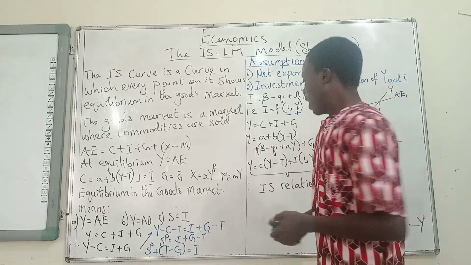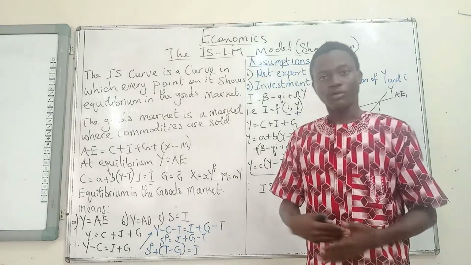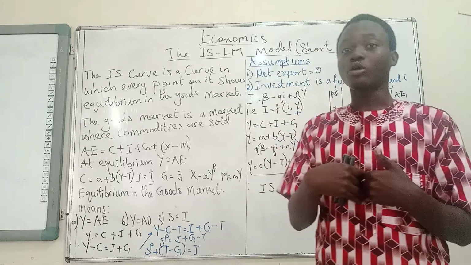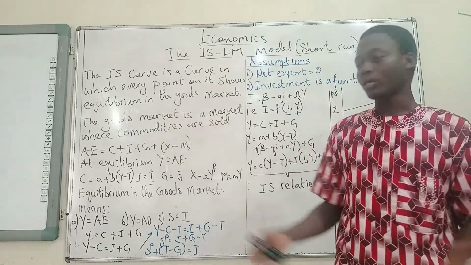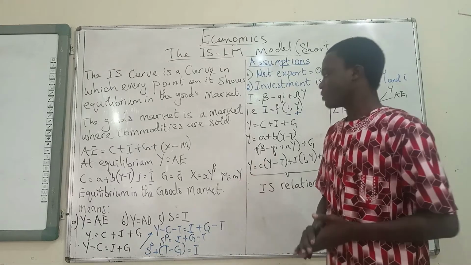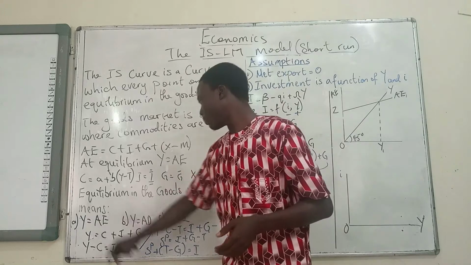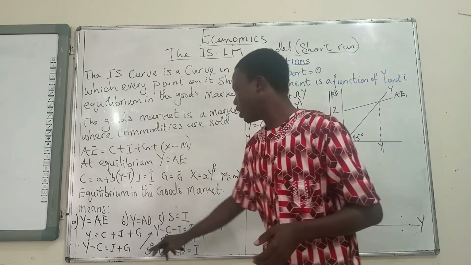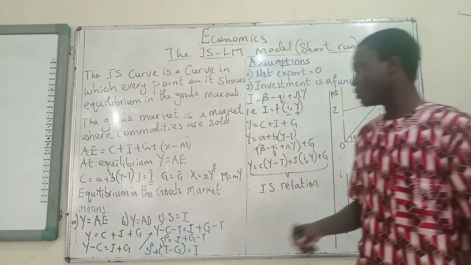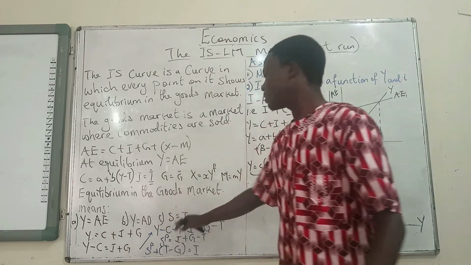So M, which is import, is a function of your own income, your country's income. Of course, whatever you're going to import into your country depends on exchange rates and depends on the income that individuals, everybody in the economy has, those that are doing importation anyway. So M equals mY. Alright. So equilibrium in the goods market means Y equals AE, alright, or Y equals AD, or S equals I. Alright, so when we are saying that the goods market is in equilibrium, what we simply mean is Y equals AE, Y equals AD, or S equals I.